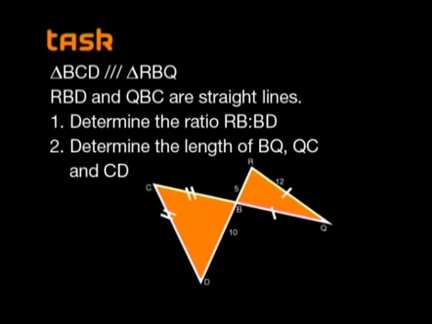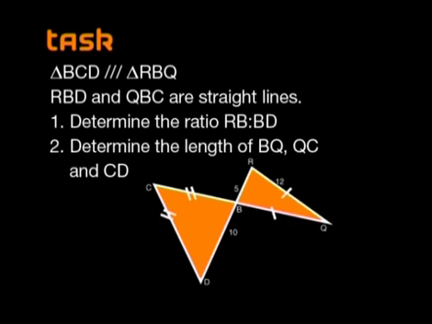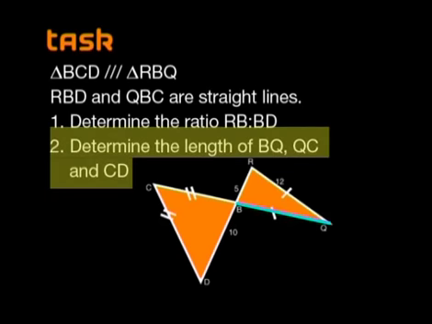Now, you should be ready to tackle a question about similar shapes. Triangle BCD is similar to triangle RBQ. RBD and QBC are straight lines. Question 1. Determine the ratio of RB to BD. Question 2. Determine the length of BQ, QC, and CD.